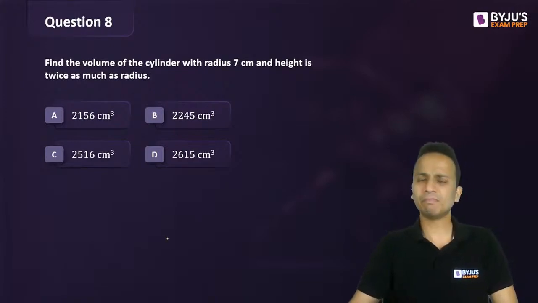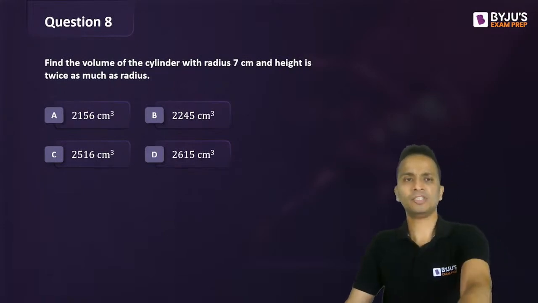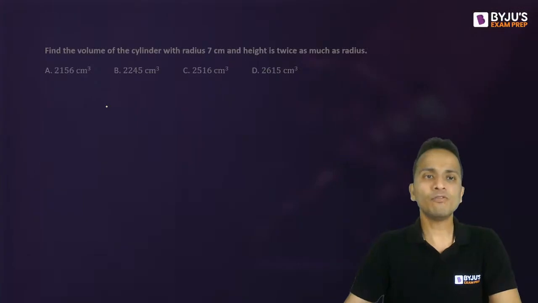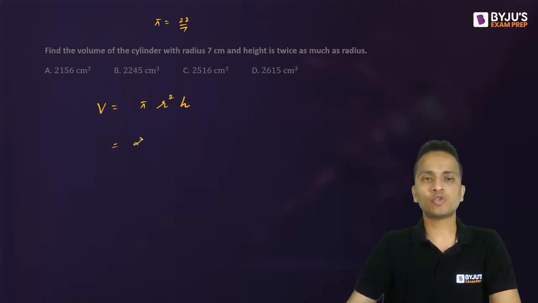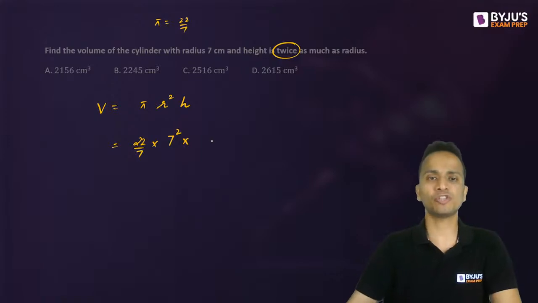All right. It is a simple question, not very difficult. You just need to directly apply the formula. Let's see. Now the volume of a cylinder is pi r square h. In your calculations, you can take the value of pi as 22 upon 7. Okay. Now pi, that is 22 upon 7, multiplied by radius square, that is 7 square, multiplied by the height. Now the height is twice as much as the radius, so the height will be equal to 14.